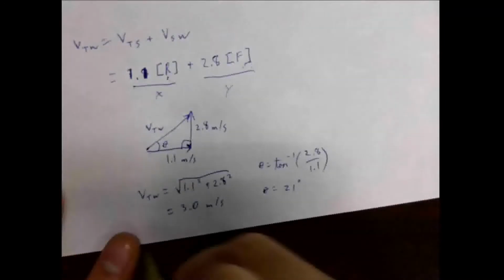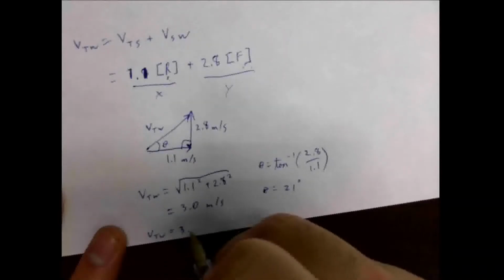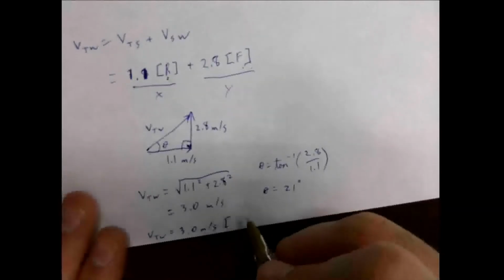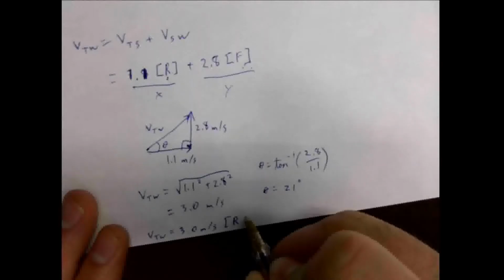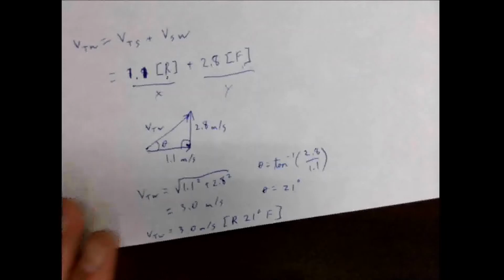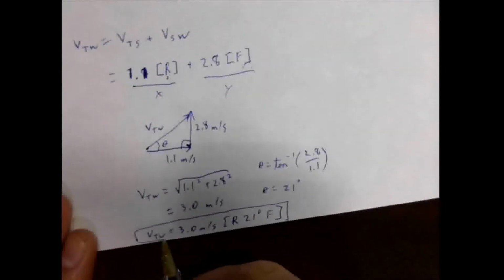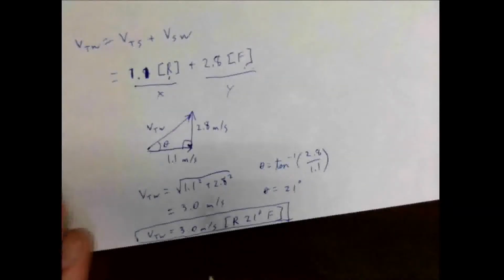So I will say my VTW, I'm running out of space here, is 3.0 meters per second. And I would like to write it like this: right 21 degrees forward. And that would be my final answer. I prefer that when you get a final solution, you put a box around it. That'll show me when you're doing your work that that is your answer.